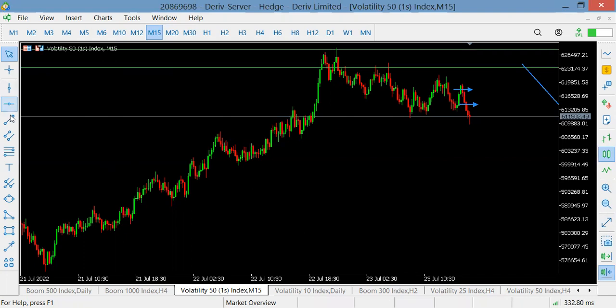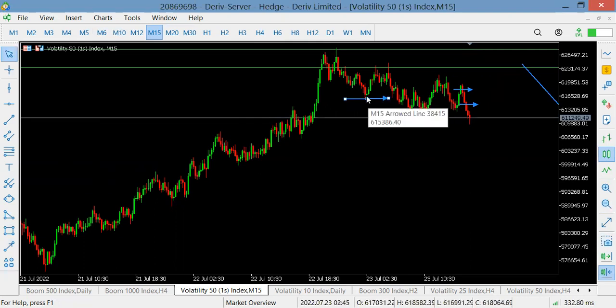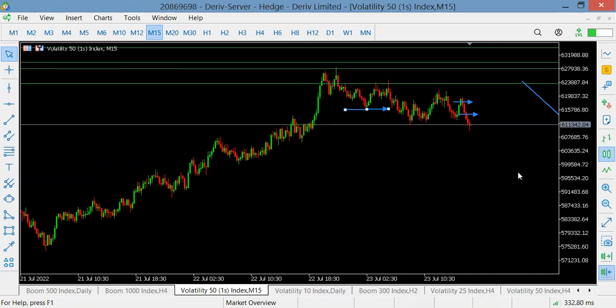So guys, look at this zone. Can you see the price is already forming a structure? Price already forming a downward structure. This is already a lower high. This is already a lower low. This is a lower high. This is a lower low. This is a lower high. Now price is trying to form another lower low.